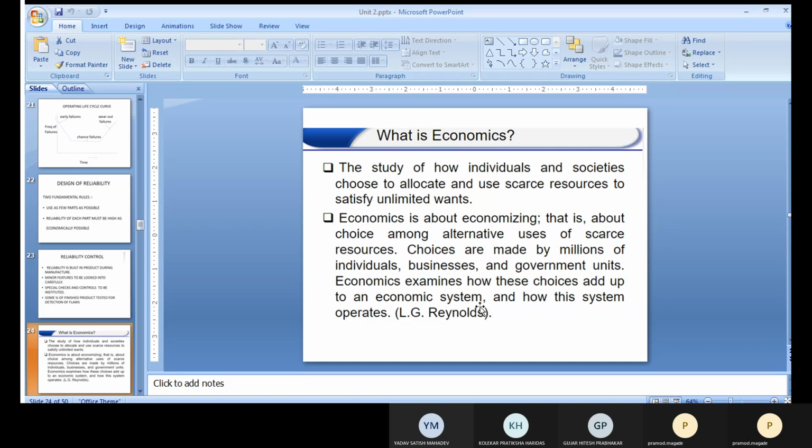So I'll read the things because I have taken these slides from various resources. Economics studies how individuals and societies choose to allocate and use scarce resources to satisfy the unlimited wants of customers. Economics is about economizing, that is, the choice among alternative uses of scarce resources, like when we add a new feature. Choices are made by millions of individual businesses and government units. Economics examines how these choices add up to the economic system and how this system operates, correct? So it means these parameters will have to be considered.